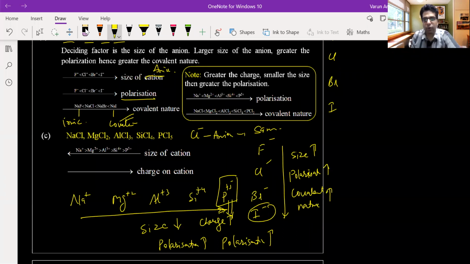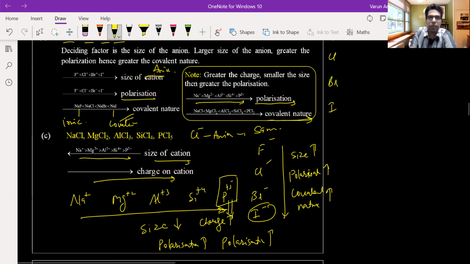So sodium to phosphorus, the size of the cation is decreasing and the charge of the cation is increasing. So polarization will increase. More is the polarization, more is the covalent nature. So PCl5 will be more covalent in nature and NaCl will be more ionic in nature. So PCl5 is a covalent compound and NaCl is an ionic compound.